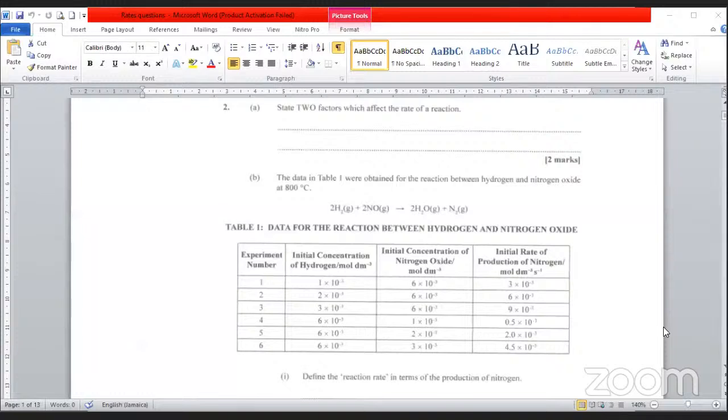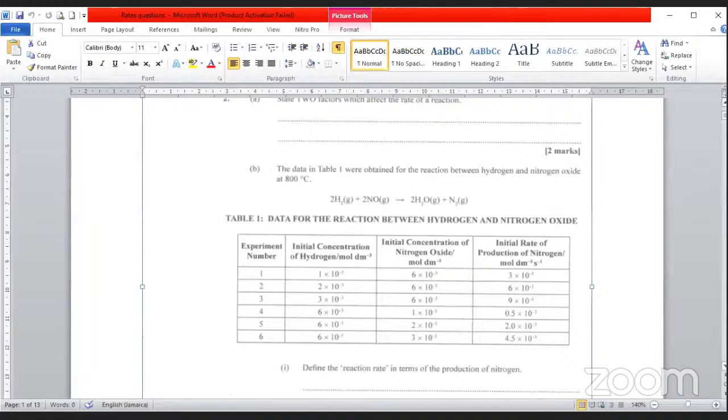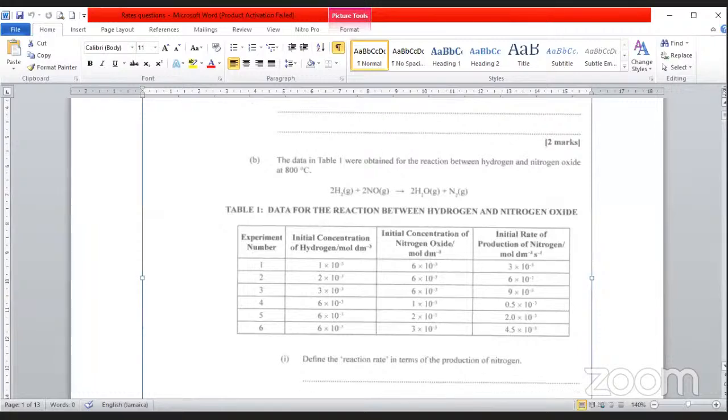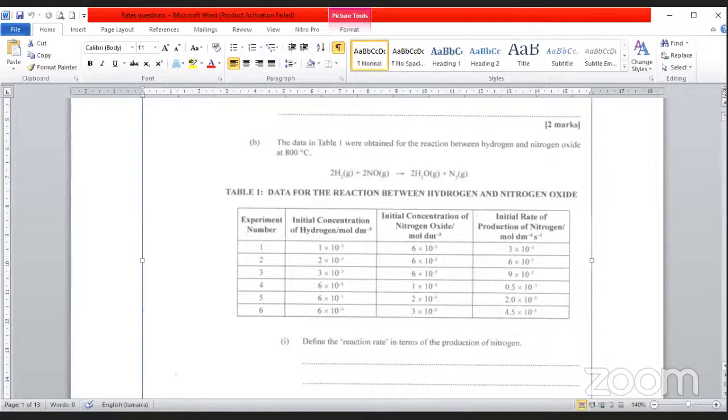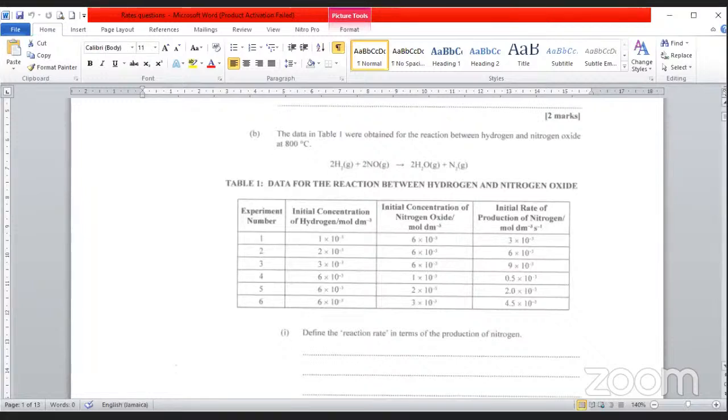Part B, the data in table 1 were obtained for the reaction between hydrogen and nitrogen oxide at 800 degrees Celsius. And see, they gave you the balanced equation. The reason why they're giving you the balanced equation is they want to see whether or not you understand that your rate equation must be deduced from the data and not from the balanced equation.